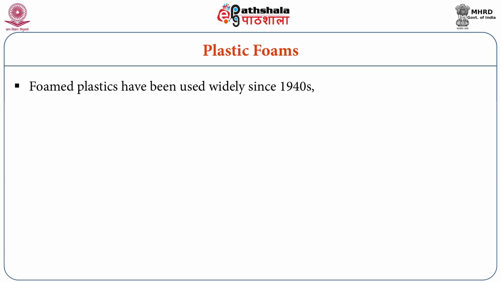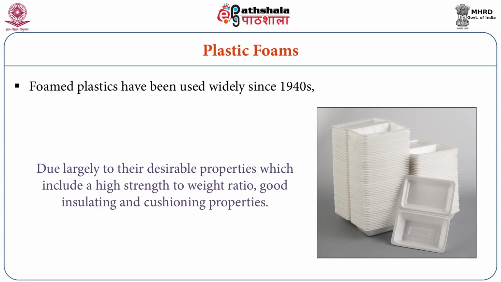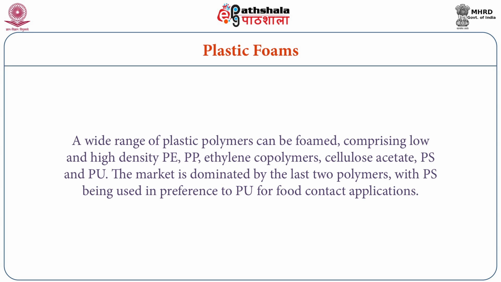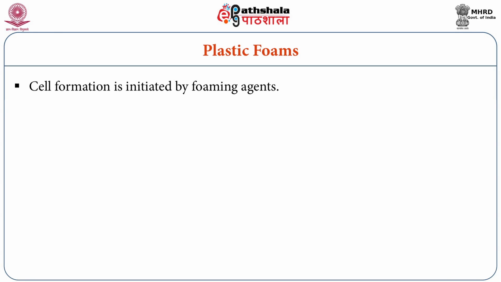Plastics have been used widely since the 1940s due largely to their desirable properties, which include a high strength to weight ratio and good insulating and cushioning properties. A wide range of plastic polymers can be formed, comprising low and high density polyethylene, PP, ethylene copolymers, cellulose acetate, PS and polyurethane. The market is dominated by the last two polymers, with PS being used in preference to PU for food contact applications. Cell formation is initiated by foaming agents.